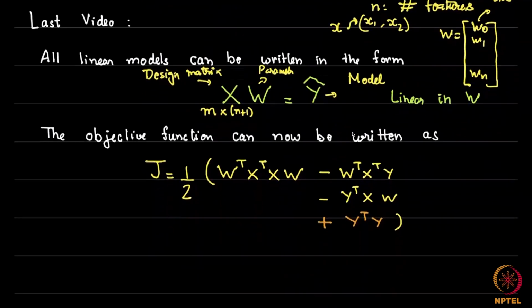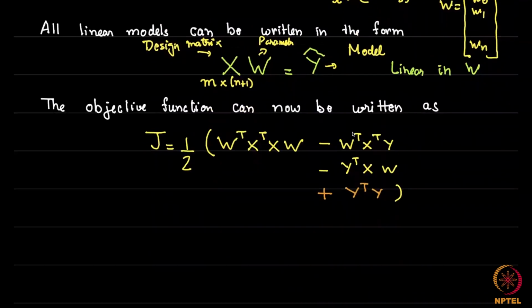We also saw that if we take this matrix formulation, we can now write the objective function J as W transpose X transpose X times W, and so on. This is a quadratic term. It's quadratic in W. These two are linear terms in W, and this is constant.